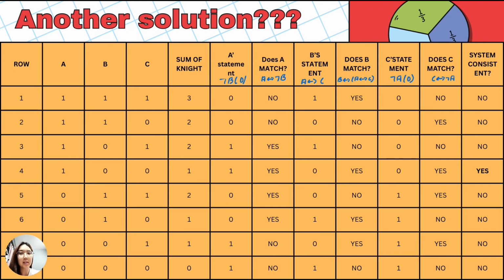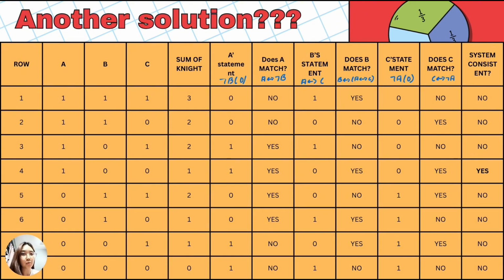So we look at the second statement, which is the B statement. B says that A is the same as C. So we look at the A column and the C column. Are they the same? For example, in row 1, A is 1 and C is also 1. So yes, this statement is correct, so we put 1 at the B statement.